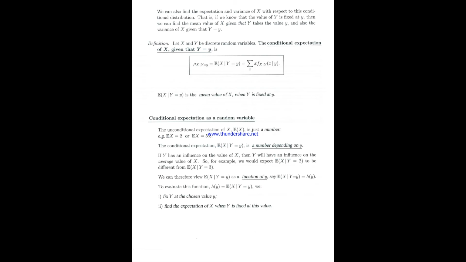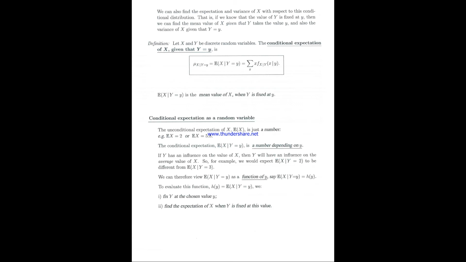Okay, so in this case, when you take the unconditional expectation, let's say the expectation of x when there is no condition, we just write it as the expected value of x. So it can be any number, right? When you calculate the unconditional expectation, it can be 2, it can be 5.8. So it can be any number.